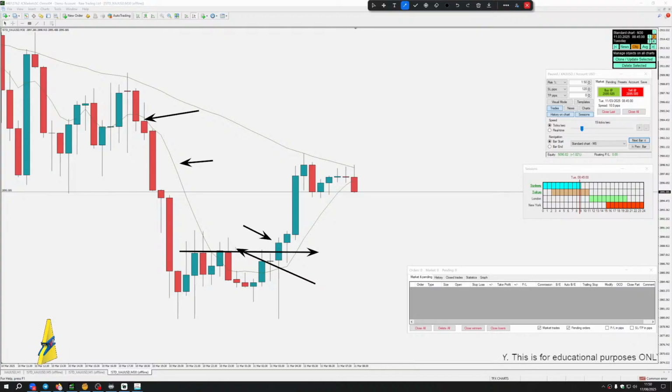Candlestick closed above resistance. Next candlestick broke the previous highs with clean range on the left-hand side. So this was actually a very nice shotgun play.